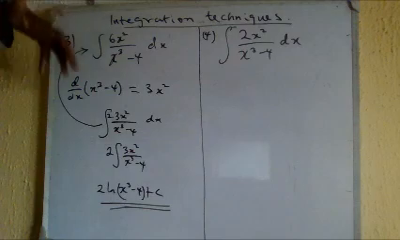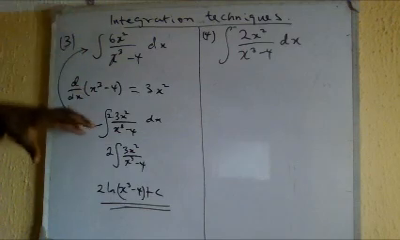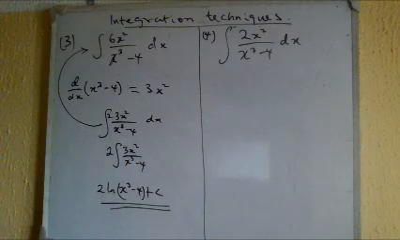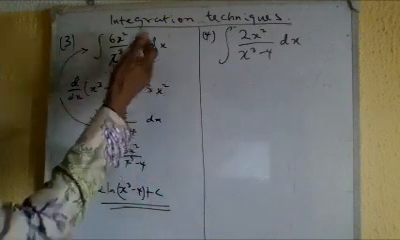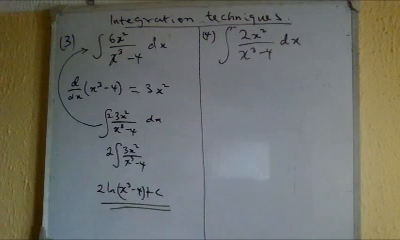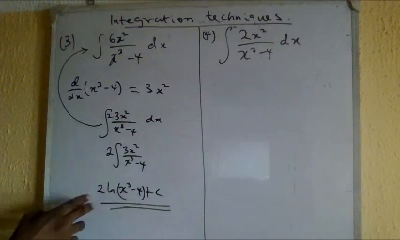But at the same time, I can apply that rule of saying that if I have the differential of the denominator as the numerator, I take the ln of the denominator plus c. So this is the answer for this first one.